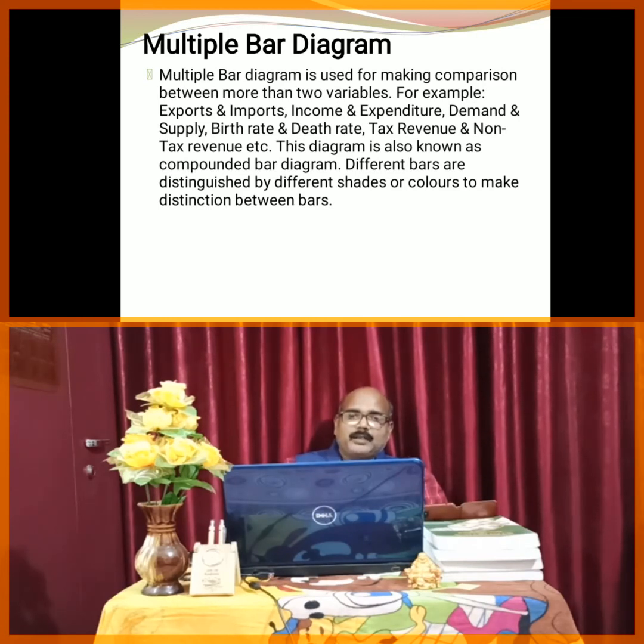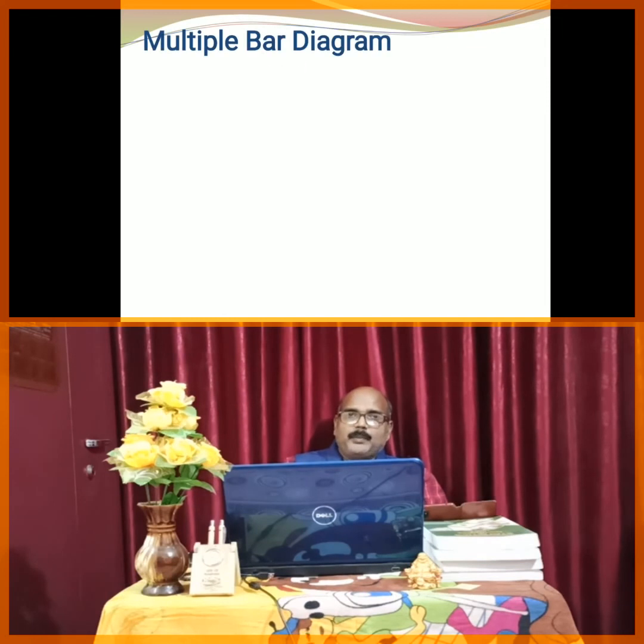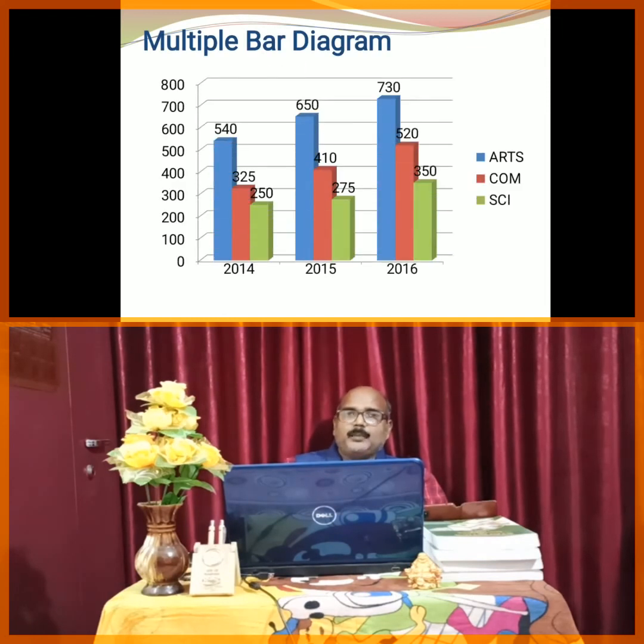You see here the different strength of the students in the different streams, that is science stream, commerce stream and arts stream. You see in the 3 years it is given, 2014, 15 and 16. The blue bar represents the arts, the red bar represents the commerce, and the green bar represents the science. So it is a multiple bar diagram.